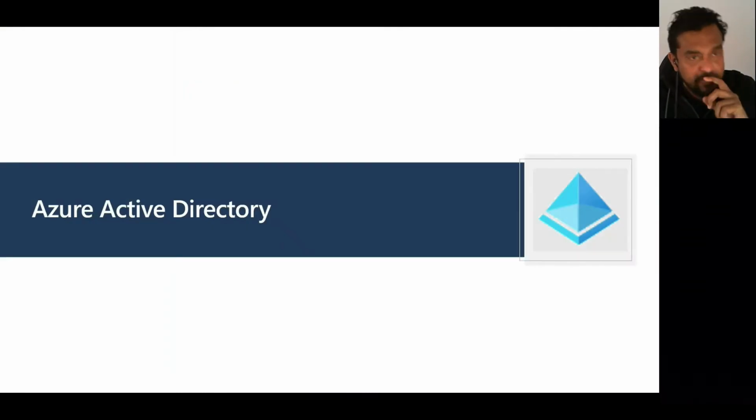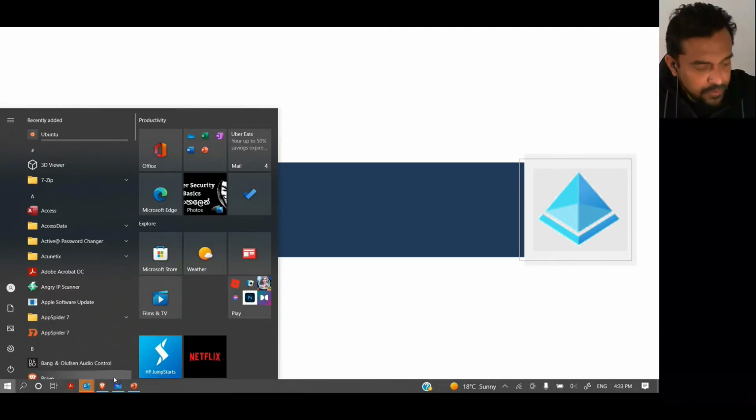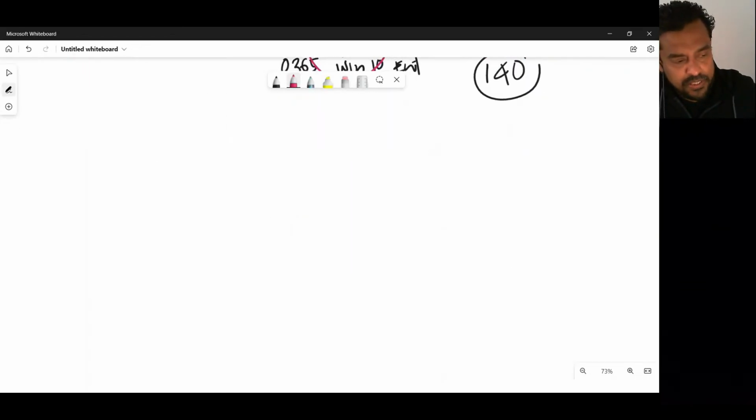Session. So first we will be looking at Azure Active Directory. Azure Active Directory is something similar to Active Directory Domain Services, ADDS, that we are comfortable with in on-premises environments. Let me just quickly take you through the differences between these two. Some of you are very comfortable with that as well.